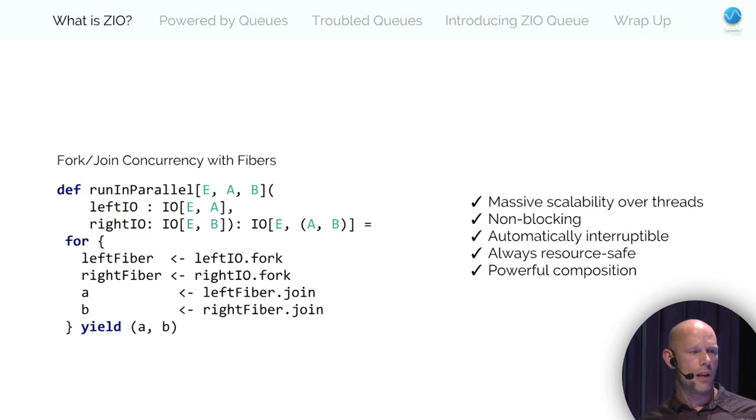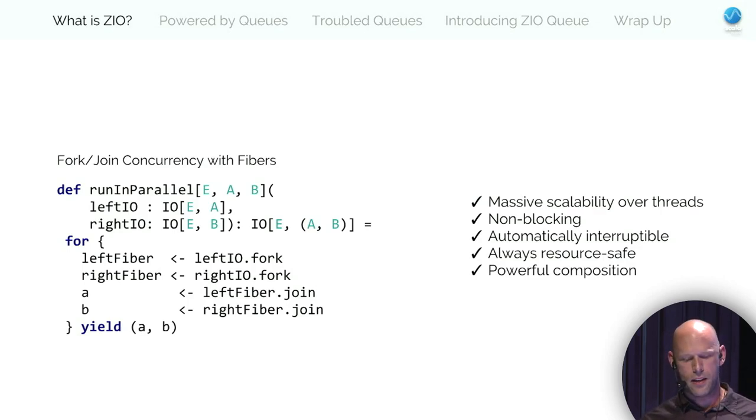A fiber is a lightweight version of a thread, super lightweight. Except unlike a thread, you can have hundreds of thousands of these things inside your application at one time, all running concurrently. And that's an extraordinary ability for you to scale your application and deal with parallelism and concurrency without having to worry about the overhead of manually starting threads.